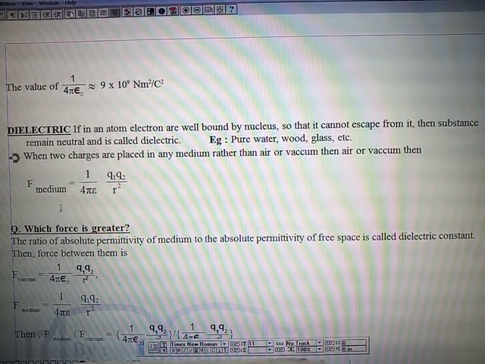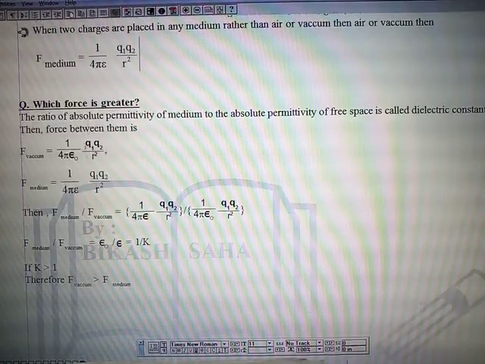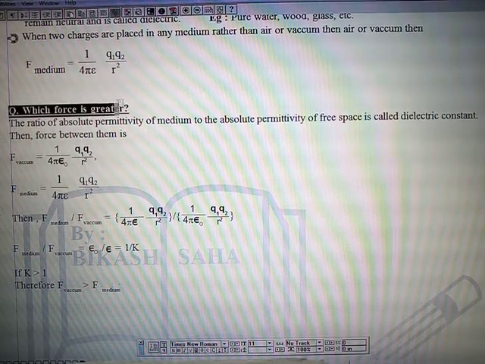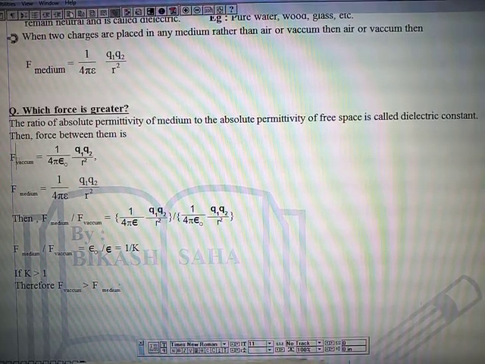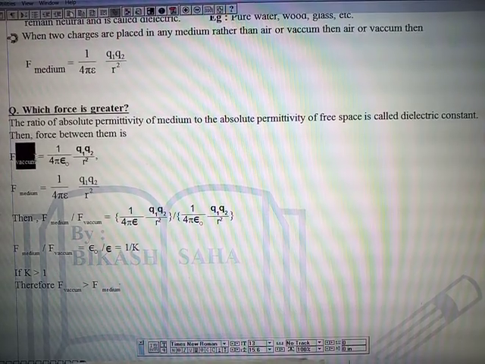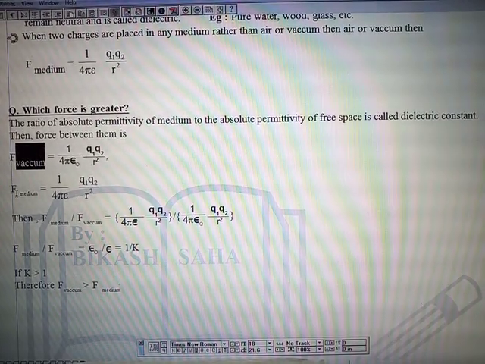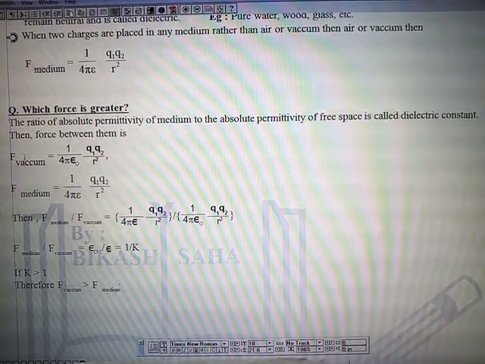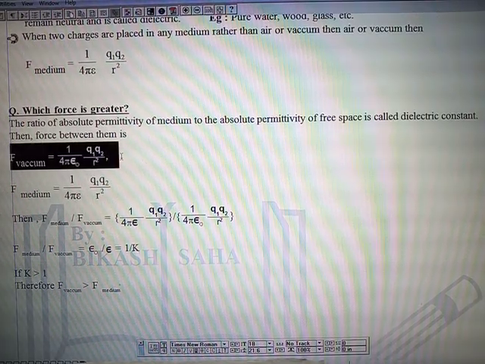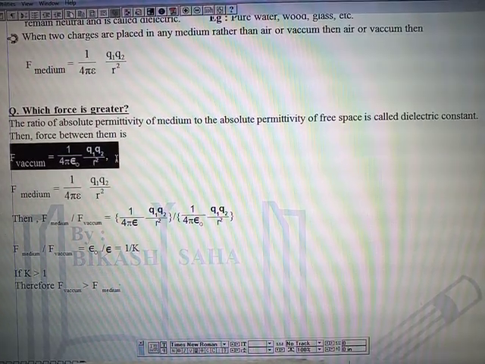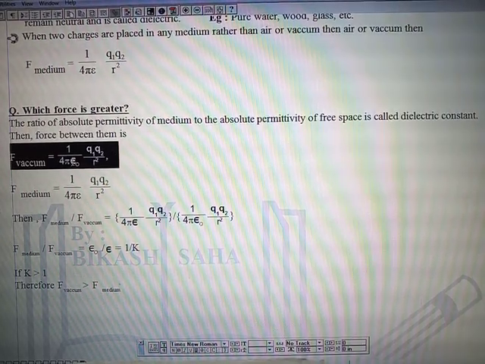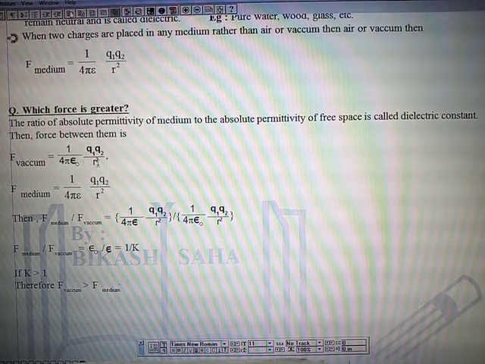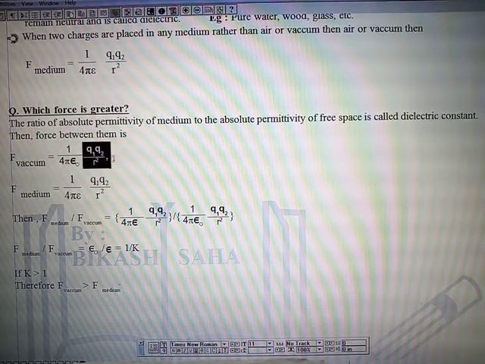Okay. On related with that, let me ask you a question. Which force is greater? Force in the vacuum or force in the medium? First let me write force in the vacuum. Vacuum, air, free space, they all are the same. How do we write? Look here. We have written epsilon naught, same charges Q1, Q2, same distance R square. So it is Q1 Q2 by R square.